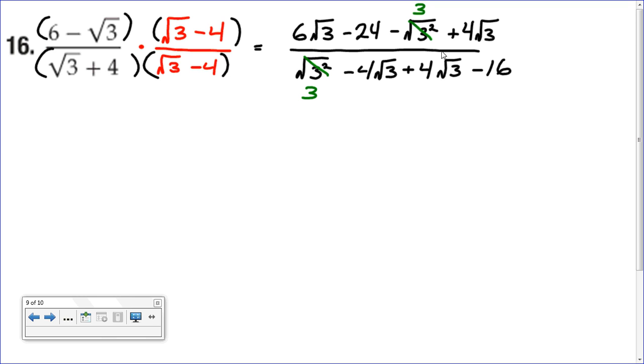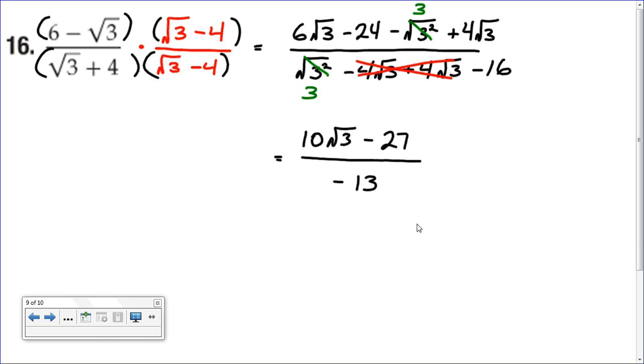I've got 6 square root 3 plus 4 square root 3. That's going to be 10 square root of 3 minus 24 minus 3 is minus 27. Now jumping to the bottom. First of all, notice I've got a negative 4 square root 3, positive 4 square root 3. Those two are opposites. They're going to cancel out. That's why we use the conjugate. It forces those two to be opposites. So when I take this, I've got 3 minus 16 is negative 13.